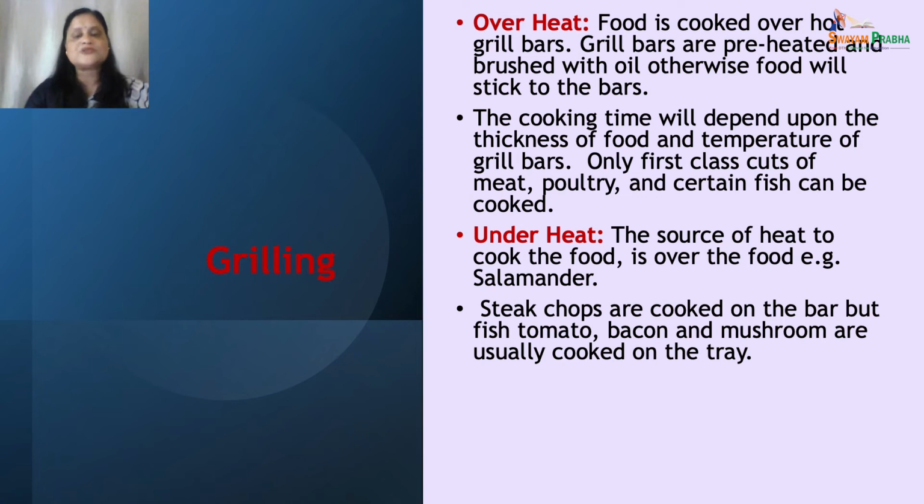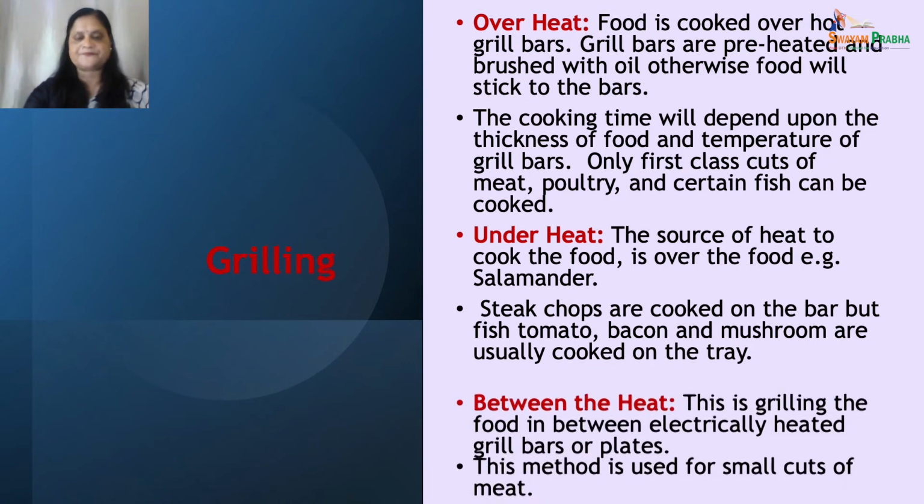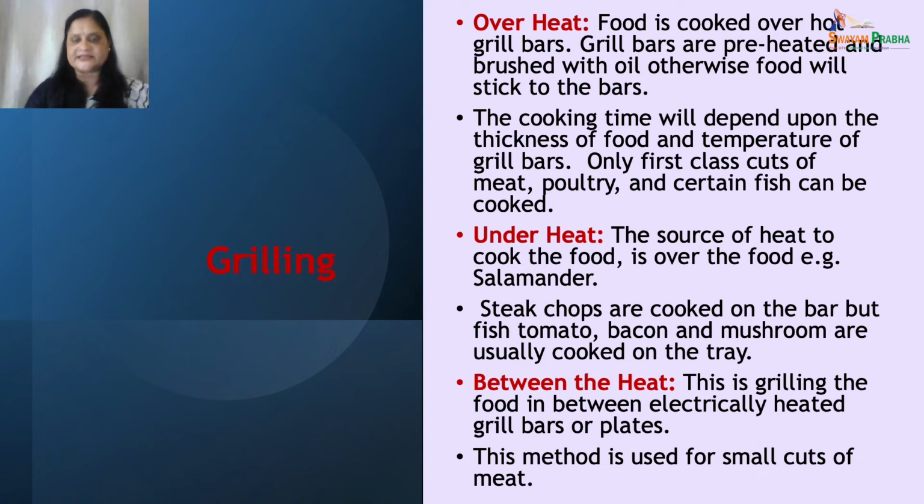Underheat. The source of heat to cook the food is over the food. Example, salamander. Steak and chops are cooked on the bar, but fish, tomato, bacon and mushroom are usually cooked on the tray. Between the heat. This is a grilling where the food is between electrically heated grill bars or plates. This method is used for small cuts of meat.